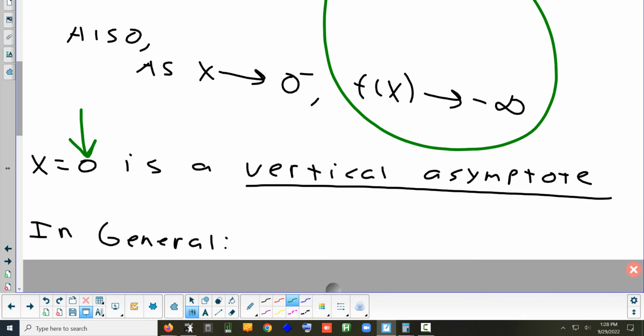Now I said generally, because there is one little thing I need to mention. But if you can find where the denominator is going to equal 0, you can find your vertical asymptotes.